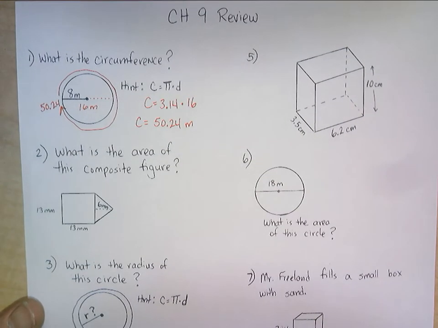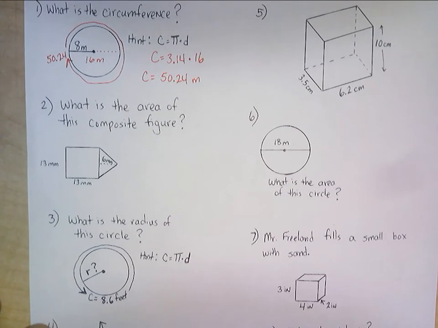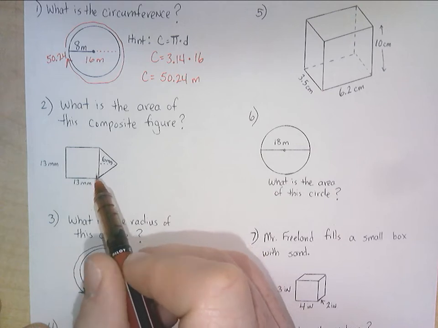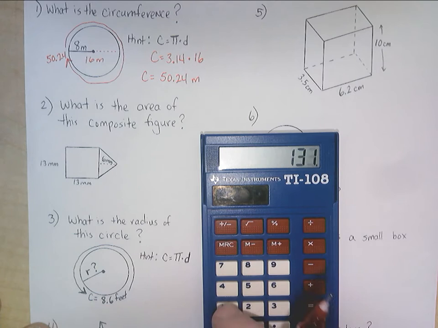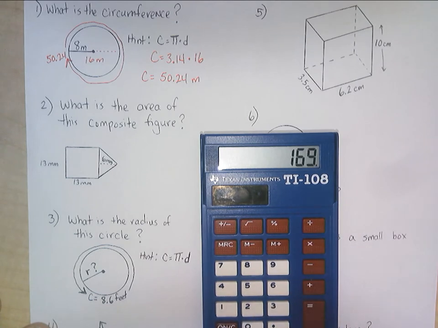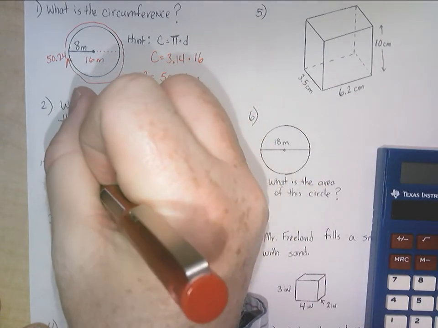Okay. Number 2, what is the area of this composite figure? All right, so this composite figure is made up of a square and a triangle. The square is actually not too bad. It's just side times side. 13 times 13. Oop, 13 times 13 should be what? 169? Yep, 169. So this is 169 millimeters squared.